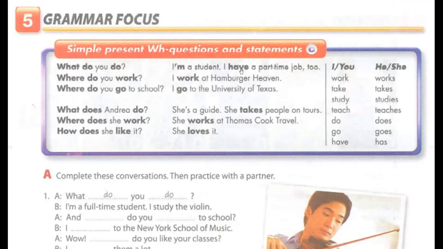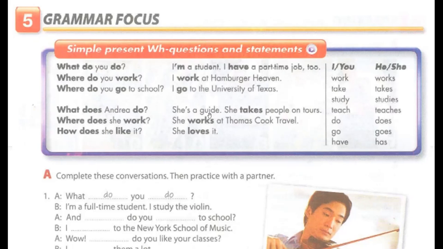I am a student. I have a part-time job too. Thank you. Where do you work? I work at Hamburger Heaven. Okay. And where do you go to school? I go to University of Texas. And what does Andrea do? She's a skill. She takes people on tours.